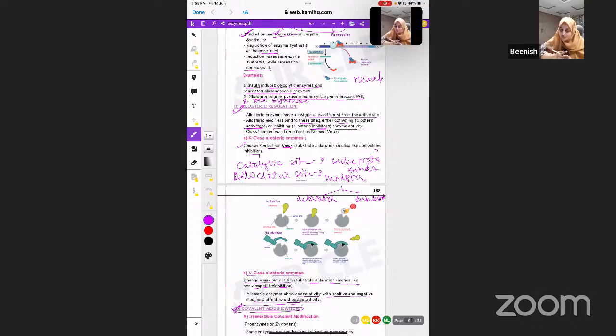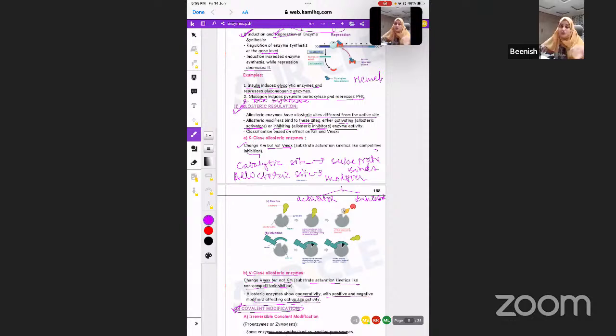I'll repeat this once again. You have an allosteric enzyme. This allosteric enzyme has a catalytic site and it also has an allosteric site. Now, to the allosteric site, a modifier or an activator comes and binds. Because of the binding of this activator, the unfavorable catalytic site is converted into a favorable catalytic site. So your enzyme is going to get activated.